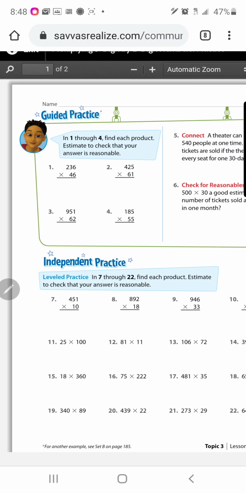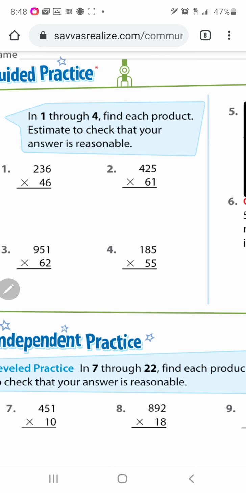We're going to get started with number 1. And look at the instructions. It says 1 through 4. Find each product. Estimate to check that your answer is reasonable. Well, let's get going with that. The numbers are already ready for us. First, let's go ahead and get that estimation. Because of the 3, the 2 stays the same. And because of that 6, the 4 goes up to 50. You multiply, put your 3 extra zeros there and down. And then 5 times 2 is 10. So your estimate is 10,000.